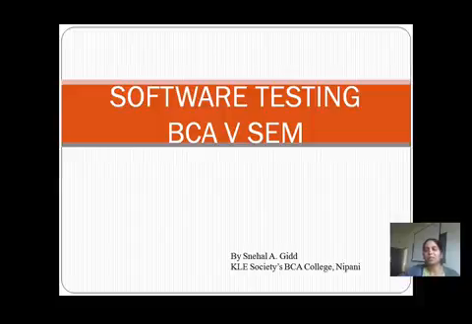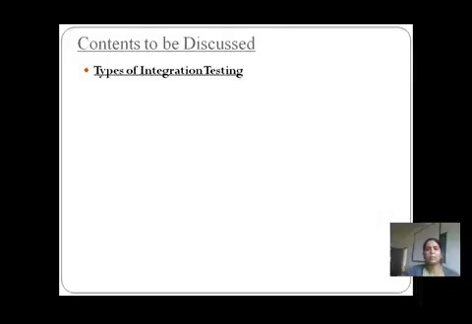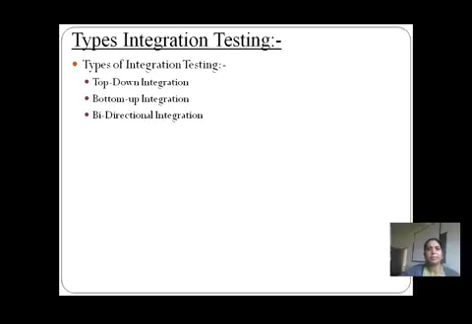In today's session, the content we are going to discuss is the types of integration testing. Basically, there are three types of integration testing. The first is top-down integration. Second is bottom-up integration. Third is bi-directional integration. We need to consider how these integrations are useful in an organization.